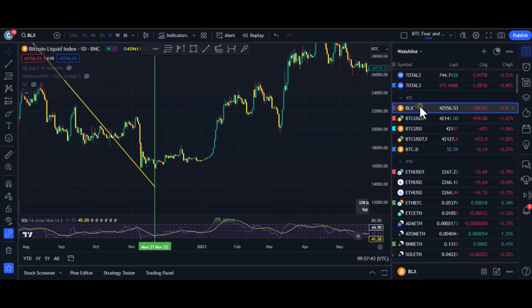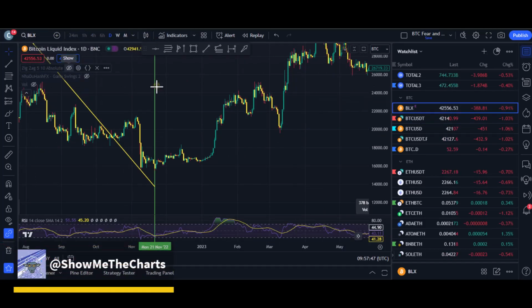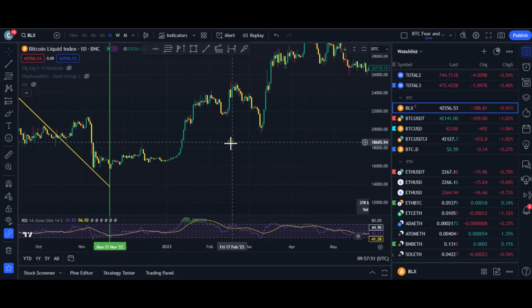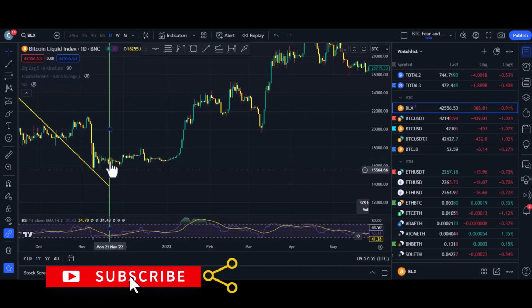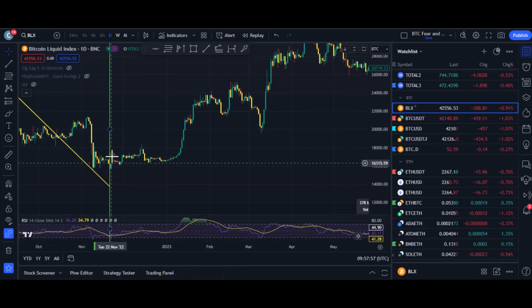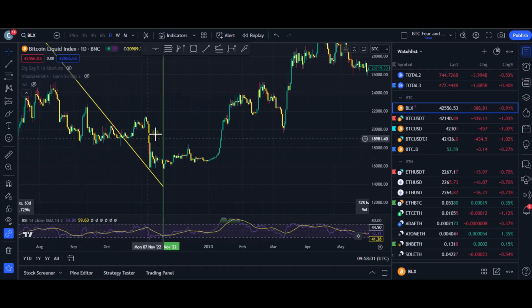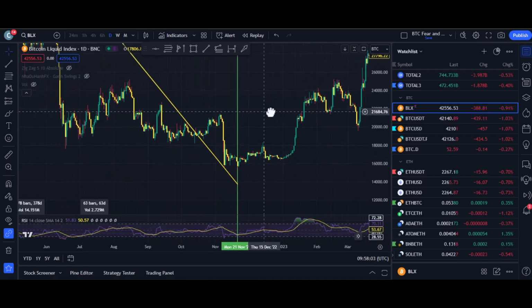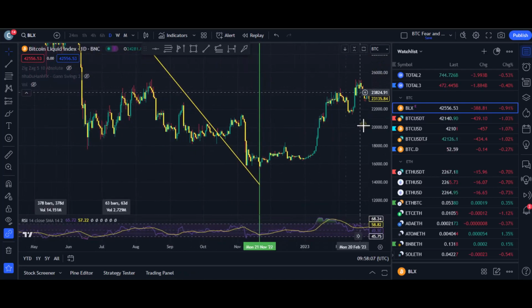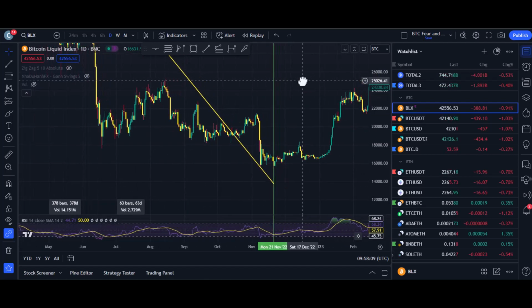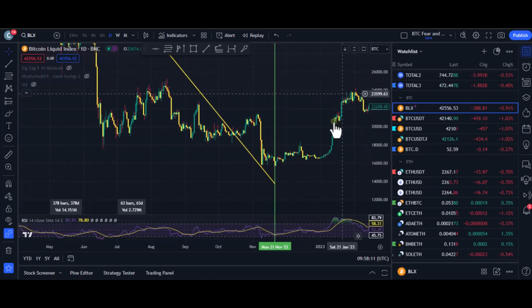So here I am on the BLX chart. That's Bitcoin, the Bitcoin Liquid Index, which is an amalgamation of all of the top exchanges. It's 24 hours late, as I've discussed in the previous video. We're at November 2022, the bottom of the bear market, the bottom of this current cycle. Okay, this is a good test for you when you want to test out some strategies. Imagine that everything from this point on isn't here.